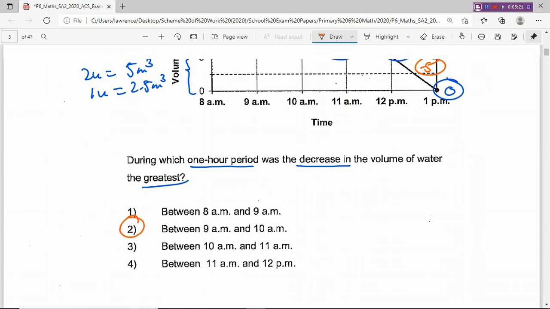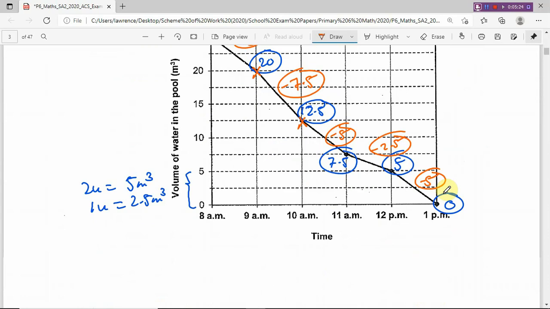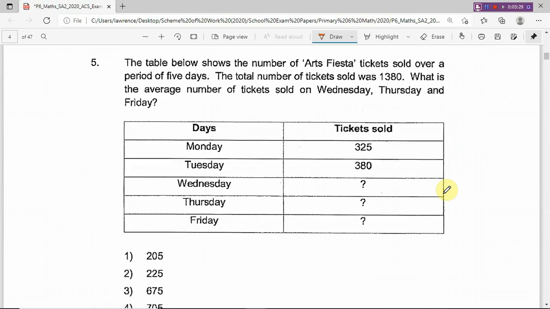Okay, alright, so let's go to the next question, and let's go to question number 5. The table shows the number of art fiesta tickets sold over a period of 5 days. The total tickets sold was 1,380. What is the average number of tickets sold on Wednesday, Thursday, and Friday? So what you can do is, you know the total number of tickets, which is 1380. So you can now find the total of Wednesday, Thursday, and Friday. So you take 1380 and you minus the two numbers.